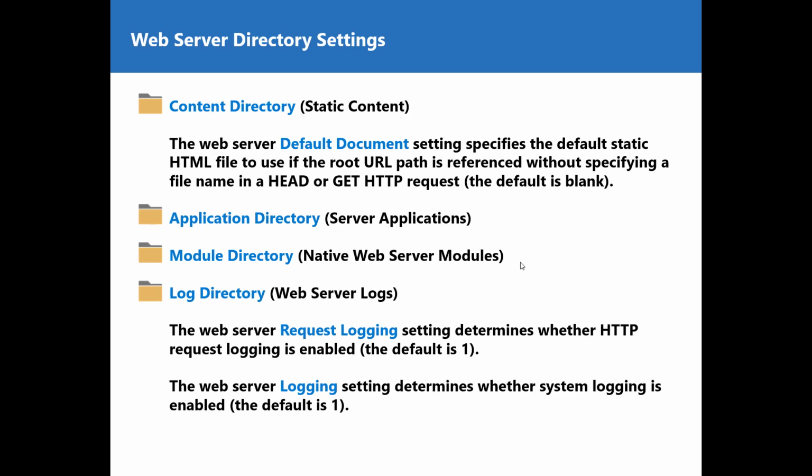The log directory is where the web server logs are located. That is called logs by default. In addition to the log directory setting, there's also a request log setting that determines whether HTTP request logging is enabled. It is by default. In addition, there's also a web server logging setting that determines whether the system logging or audit trail is enabled, and that is also turned on by default.